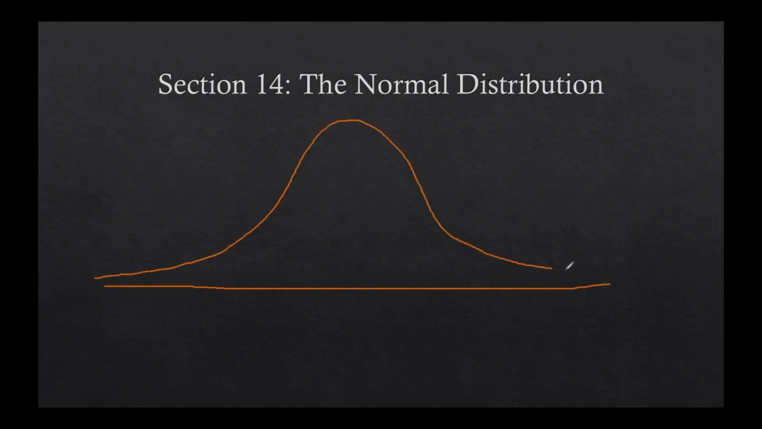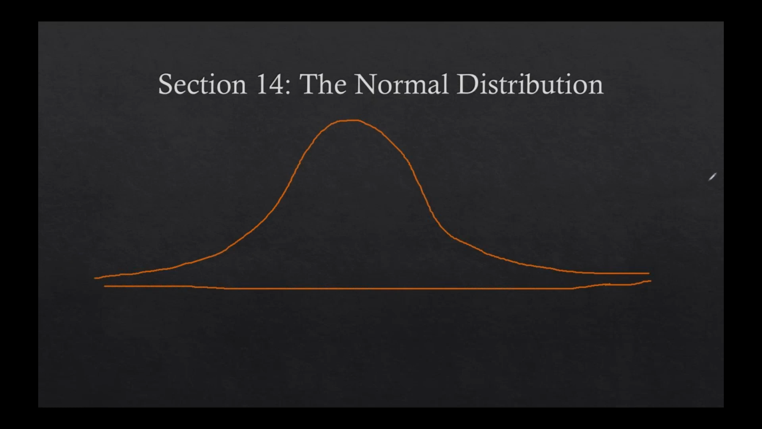So, okay, section 14 starts with the normal distribution. And the normal distribution has a basic... what's the word I'm looking for? When you see normal distribution, you should think of what we call the bell-shaped curve. So this is kind of our basic visual representation of the normal distribution.